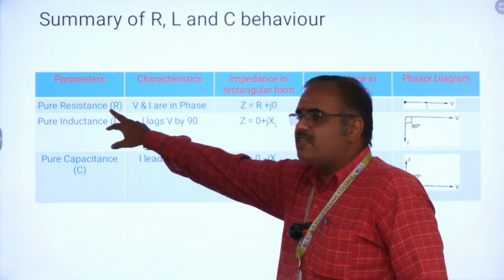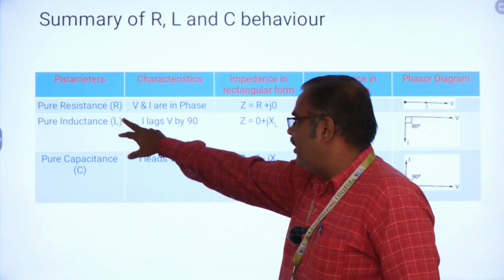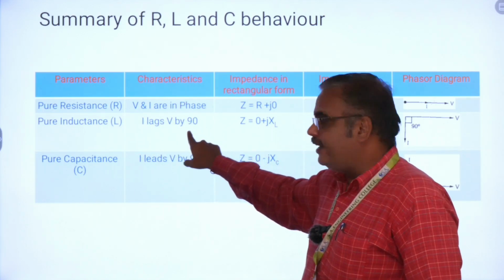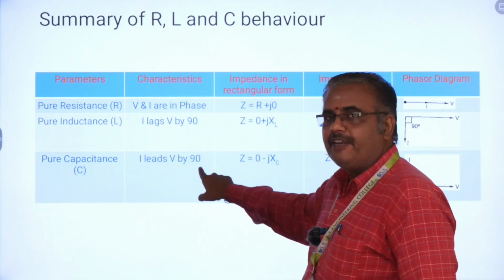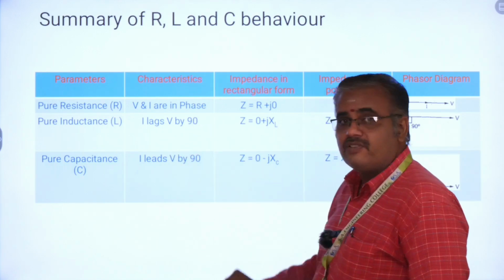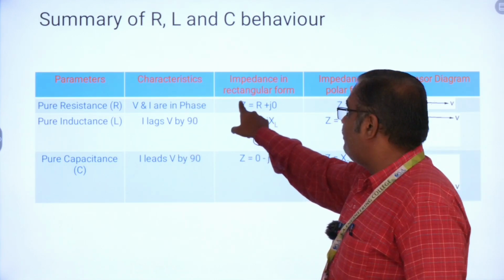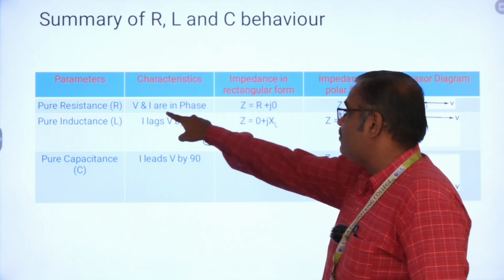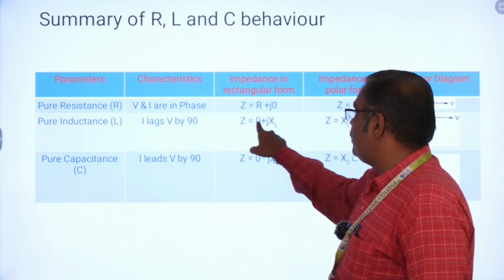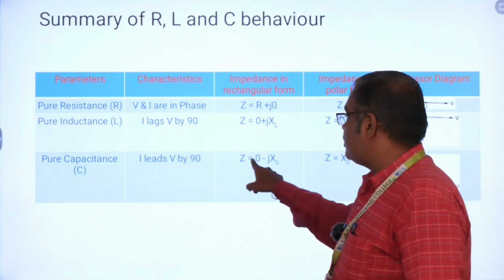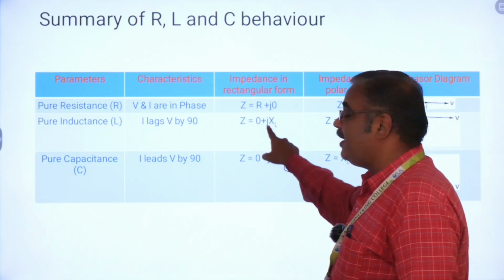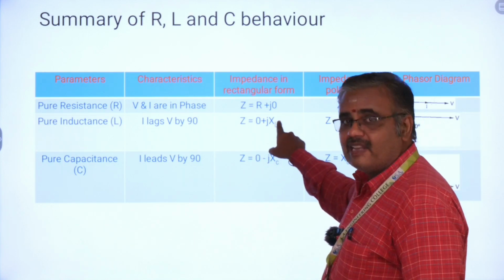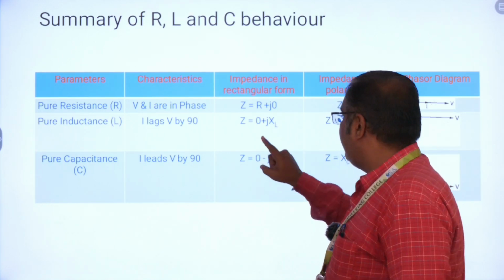So for pure resistance, as we discussed, voltage and current are in phase. For pure inductance the current lags by 90 degrees, and for pure capacitance the current leads by 90 degrees. For pure capacitance and inductance the angle is 90 degrees. Likewise, when we talk about the impedance, Z is equal to R plus j0 because it is a pure resistance circuit. For pure inductance Z is equal to jXL. For pure capacitance it is minus jXC. This plus and minus indicates the leading angle and lagging angle. So here the current lags by 90 degrees and here the current leads by 90 degrees.